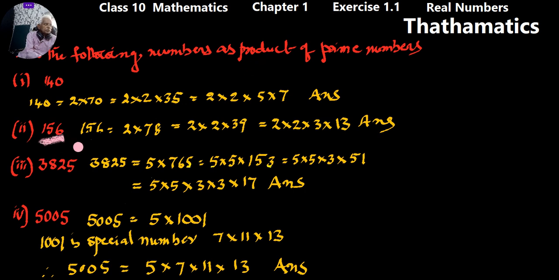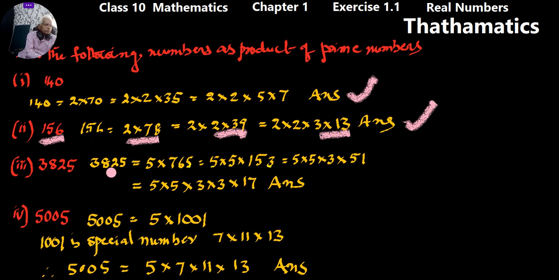Now 156. 2 times 78. And 78 is 2 times 39. Again 39 is 3 times 13. So 2 times 2 times 3 times 13. This is split into prime factors.